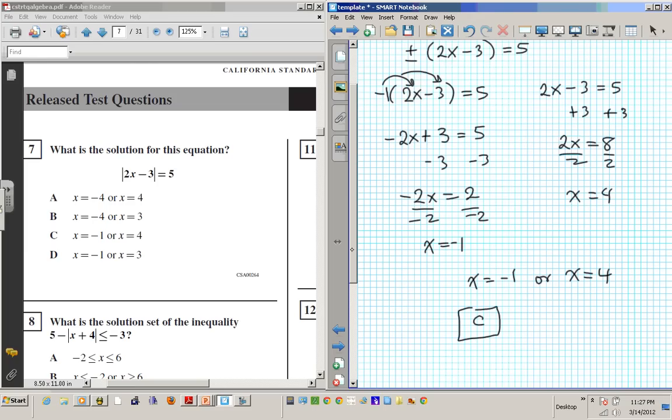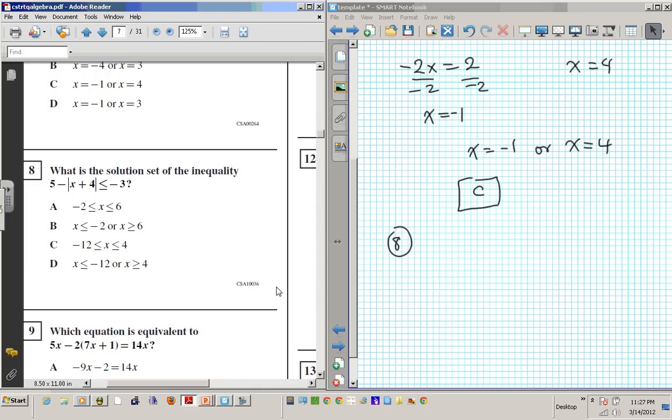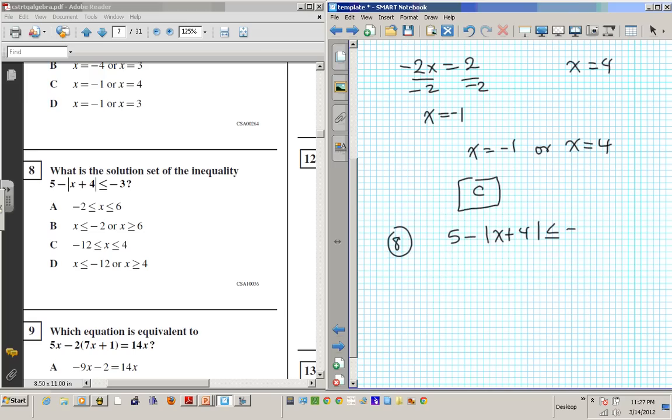Alright, let's move on to number 8. Number 8, it says, what is the solution set of the inequality 5 minus absolute value of x plus 4 is less than or equal to negative 3. So for this one, let's get the absolute value by itself first. We need to get rid of the 5 and the negative. Let's first subtract 5 from both sides. We're going to have negative absolute value of x plus 4 is less than or equal to negative 8.